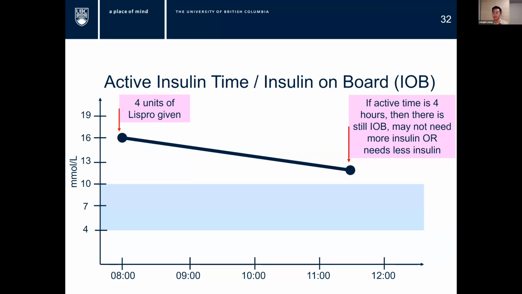Every pump has a different kind of algorithm. Some of the pumps may incorporate some level of a decay function as to how much insulin is left at that time. But nevertheless, that's what active insulin time and IOB mean, and you'll see that on patients' pumps.